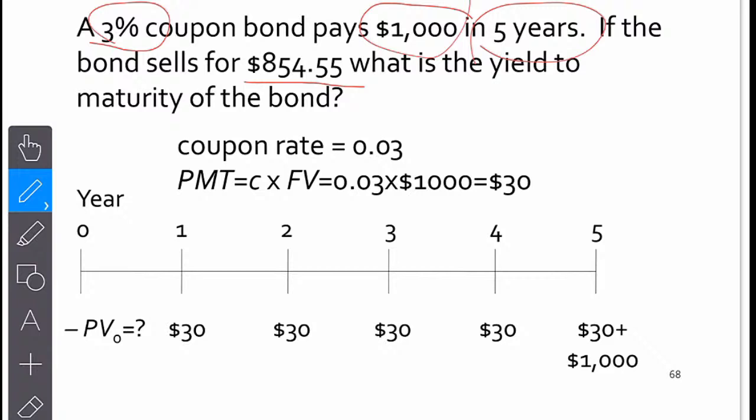This is the timeline. To lay it out, remember the coupon rate of 3% is computed as a rate on top of the face value, so it's $30. So this is the timeline, 30, 30, 30, 30, 30, and the 1,000 at the end, and the price now. The price now is $854 that it's selling. What is the yield? What is the implicit interest rate, or the rate of return on that bond?